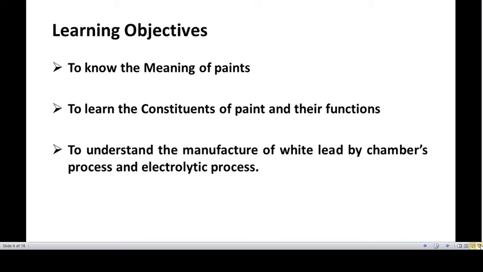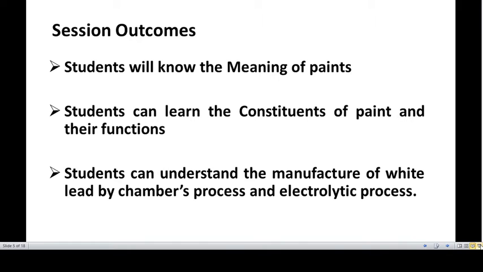The learning objectives of the present session are to know the meaning of paints, to learn the constituents of paint and their functions, and to understand the manufacture of white lead by Chambers process and electrolytic process. The outcome of this session is that one can know the meaning of paints, the constituents of paints and their functions, and students can understand the manufacture of white lead by Chambers process and electrolytic process.